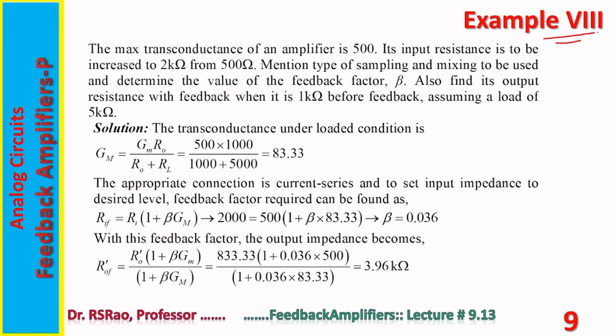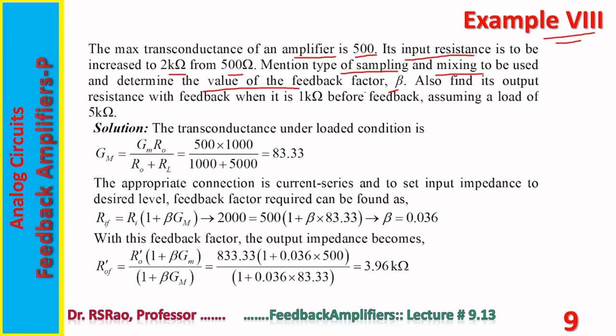Another problem, example 8. The maximum transconductance of an amplifier is 500. Its input resistance is to be increased to 2K from 500 ohms. Mention the type of sampling and mixing to be used and determine the value of feedback factor beta. Also find its output resistance with the feedback when it is 1K before feedback, assuming a load of 5 kilo ohms.